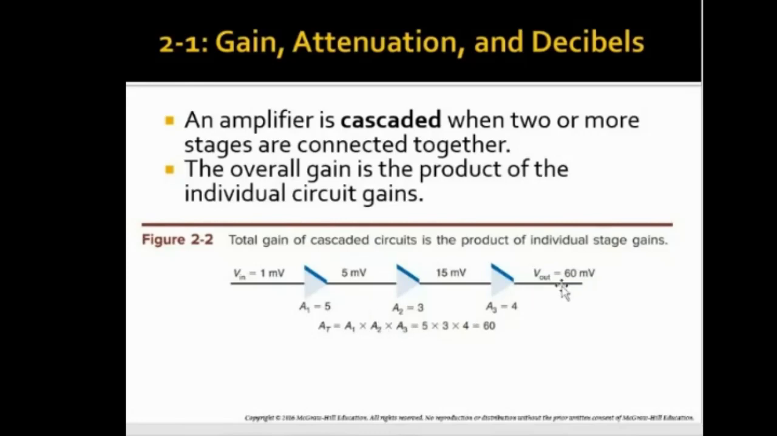So how this works, we can multiply all the gains in the system, which is 5 times 3 times 4. Here, these are the amplifier gains of amplifier 1, amplifier 2, and amplifier 3. So 5 times 3 times 4 becomes 60. So that is the gain. So you can directly multiply 1 times 60, and the output gives you 60 millivolts.